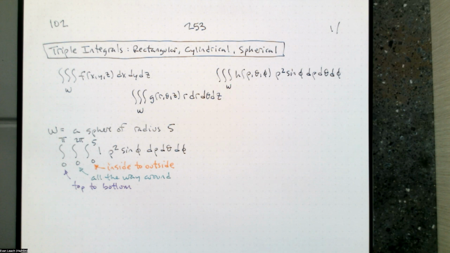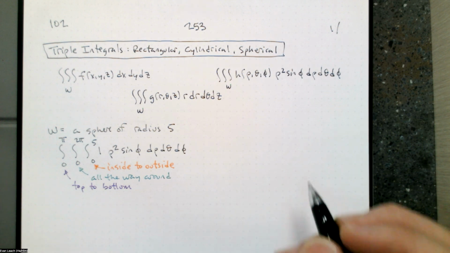But I feel like I kind of glossed over the thinking behind the range of values for rho, the range of values for theta, and the range of values for phi. So let's take this sphere of radius 5 and look at smaller parts of it. See what happens if we look at different chunks of the sphere.